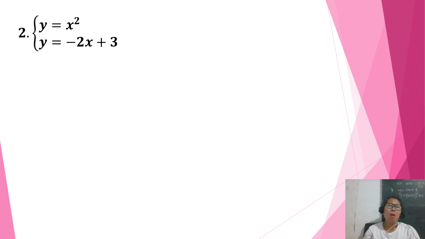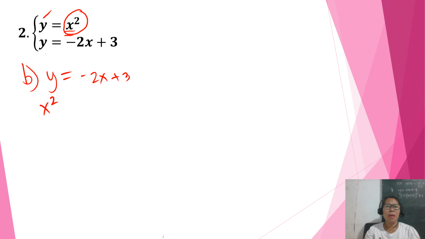Number 2: y is equal to x squared. In the second equation, instead of writing y, we will substitute the value of y from the first equation. Again, the value of y in the first equation is x squared. So what is our equation B? y is equal to -2x plus 3. Since the value of y is x squared, then we will substitute y with x squared, so x squared equals -2x plus 3, and write the remaining term.